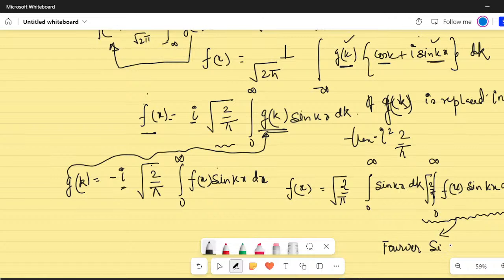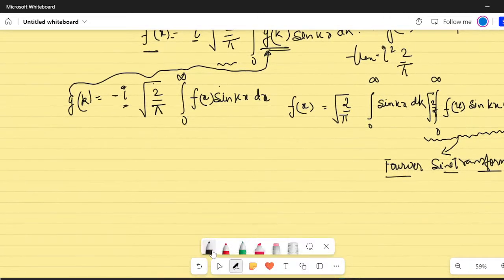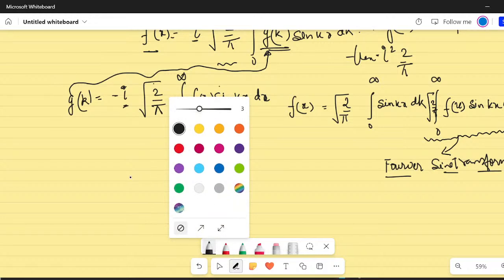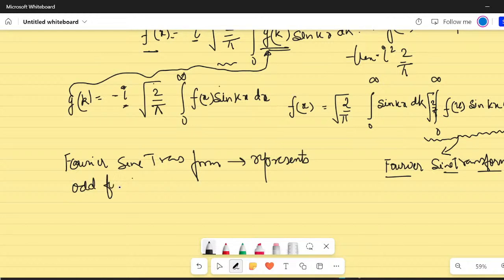And remember, Fourier sine transform is only possible if your function f of x is an odd function. So this is the structure of Fourier sine transform. Mostly such questions are not asked directly in the examination, but at times you may encounter the formula. If someone asks you for the pair of Fourier sine transform, the first thing you should remember is that the limits are not minus infinity to plus infinity, rather they are 0 to infinity. And remember, this only represents your odd function. The second thing to remember is that the Fourier sine transform is the representation for odd functions.